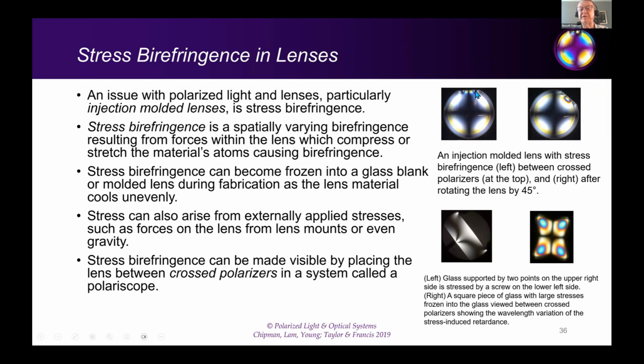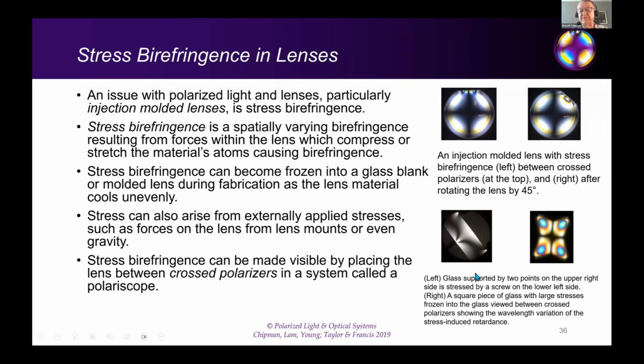lens. We also see a lot of stress around the gate, which is where the plastic is injected, and generally there's higher pressure and larger temperature variations there during the molding process. And now if we rotate this lens by 45 degrees, we can see the gate has moved over here. Most of the pattern has stayed the same because it's generally due to compression on the front and back surfaces of the lens, but we can see it.